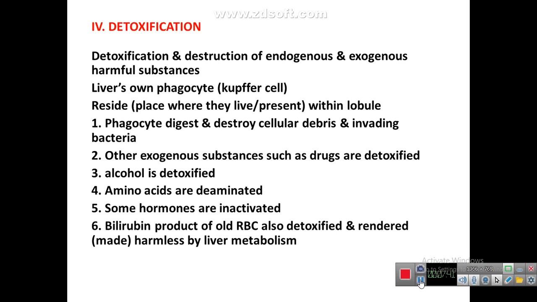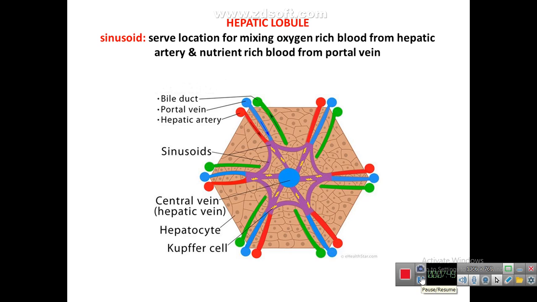The liver's phagocytes are known as the Kupffer cells. They reside within the lobule. This is the structure of a lobule. The liver is composed of many lobules. The lobule itself is composed of many components, like the bile duct, hepatic portal vein, and hepatic artery. These structures are the sinusoids.